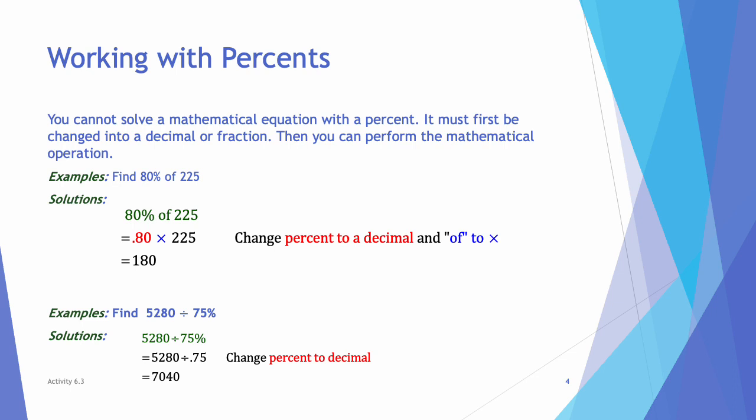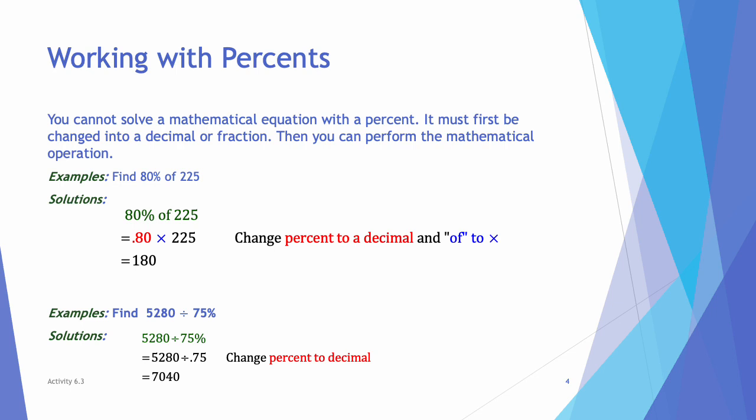Find 80% of 225. I can't work with 80%. I change it to a decimal by dropping the percent sign and moving the decimal point 2 places to the right. So I have 0.80 times 225, which is 180. So 80% of 225 is 180.